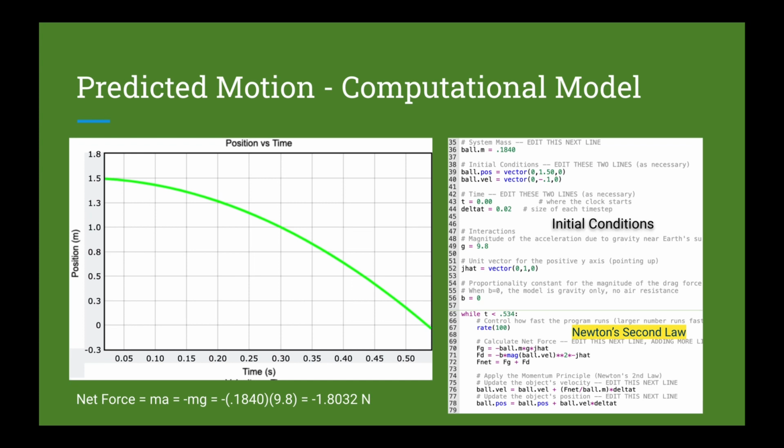In our while loop, we see the net force calculation, which is used via Newton's second law. And from that, we can also derive the velocity and position update formulas at the end of each iteration. Net force equals mass times acceleration, or in this instance, negative mg. This calculation came out to negative 1.8032 newtons.